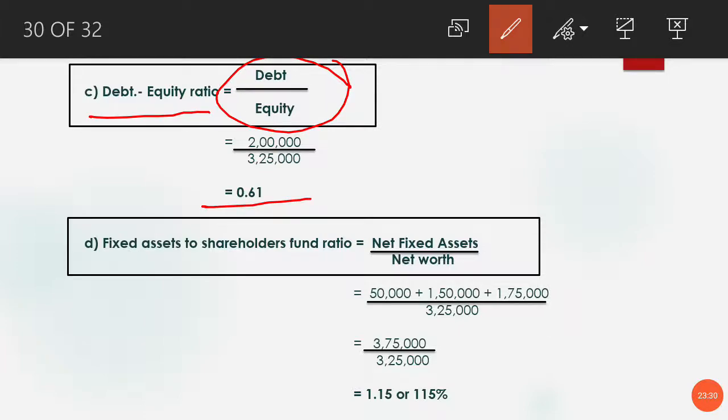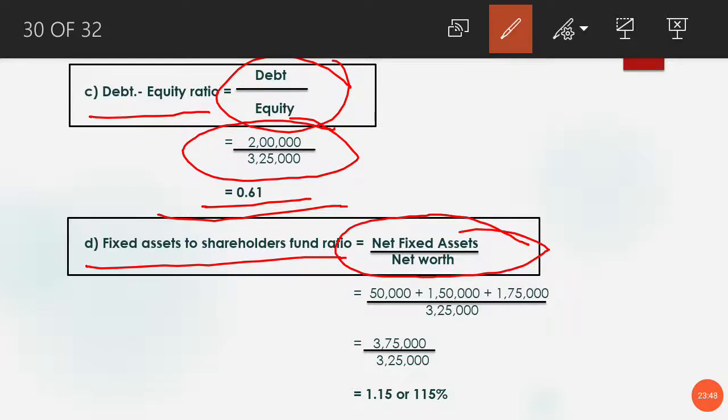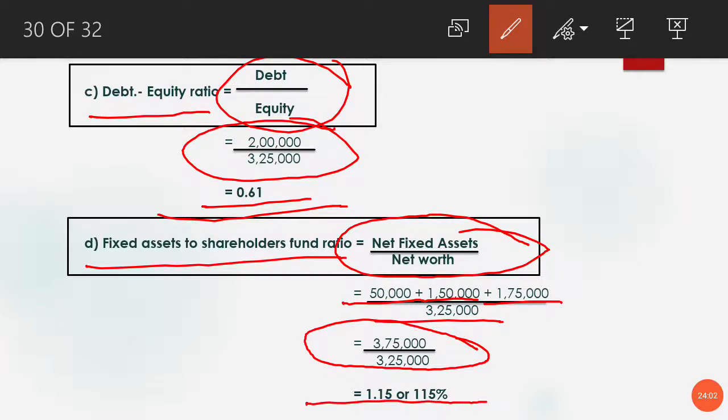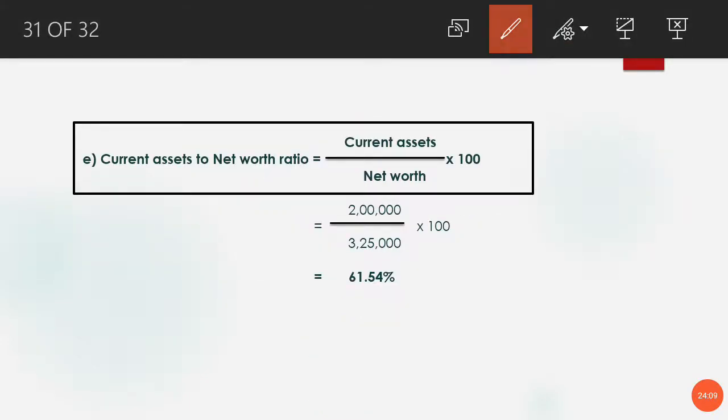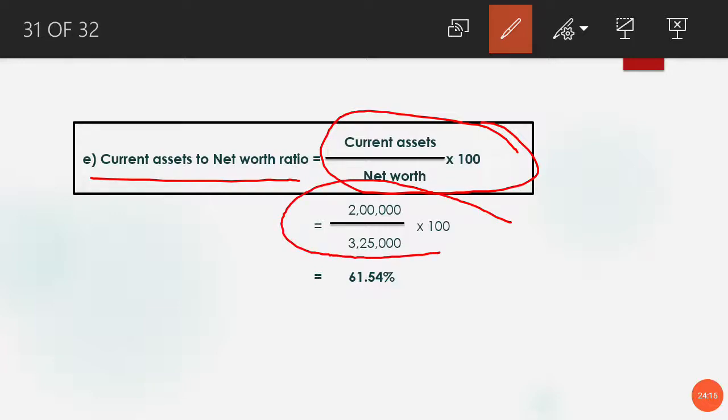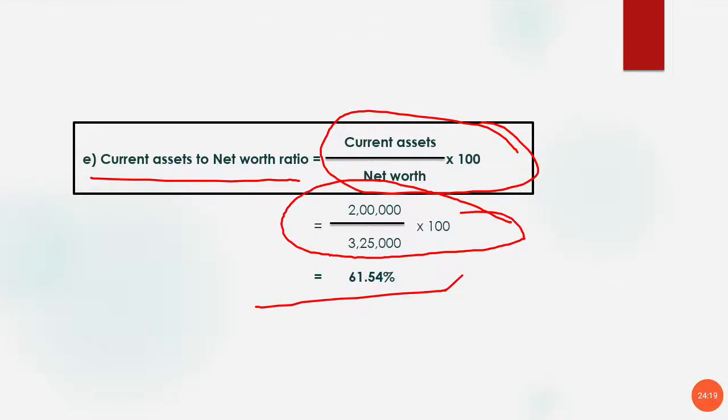C. Debt equity ratio is equal to debt divided by equity, is equal to 2 lakh divided by 3,25,000, is equal to 0.61. D. Fixed asset to shareholders' fund ratio is equal to net fixed assets divided by net worth, is equal to 50,000 plus 1,50,000 plus 1,75,000 divided by 3,25,000, is equal to 3,75,000 divided by 3,25,000, is equal to 1.15 or 115%. E. Current asset to net worth ratio is equal to current assets divided by net worth into 100, is equal to 2 lakh divided by 3,25,000 into 100, is equal to 61.54%.